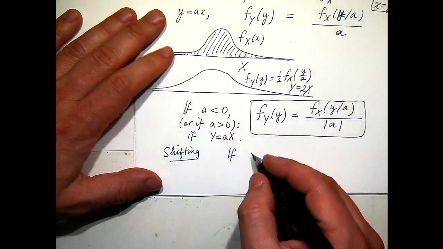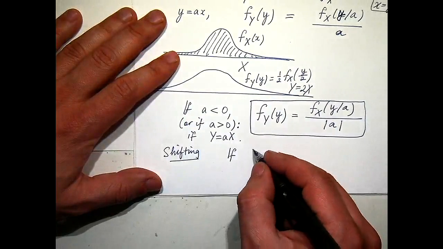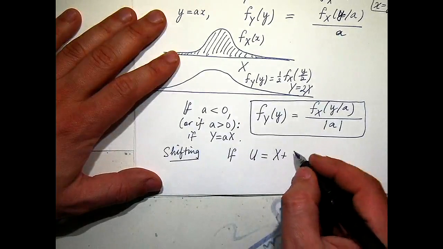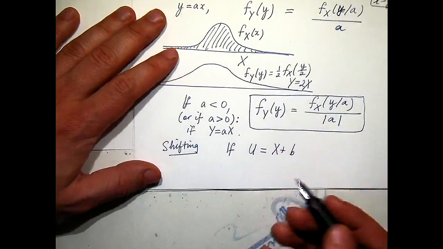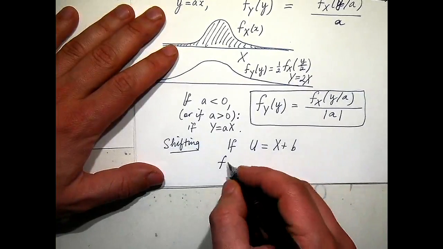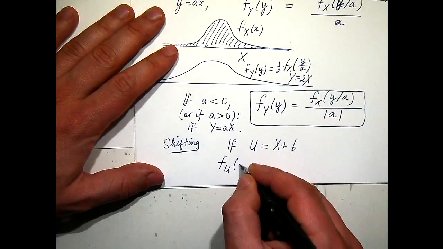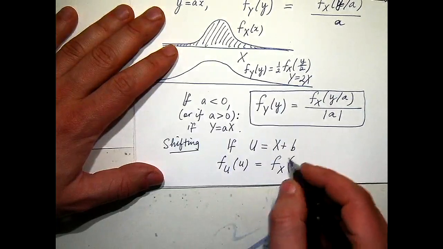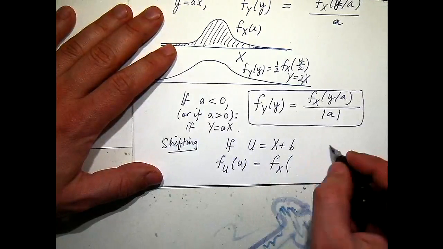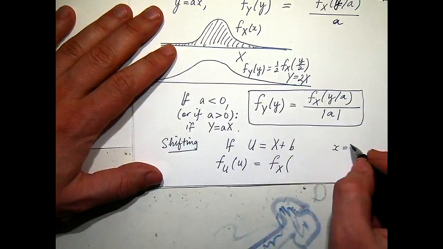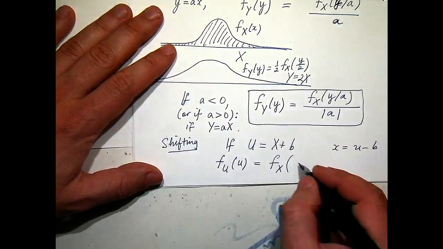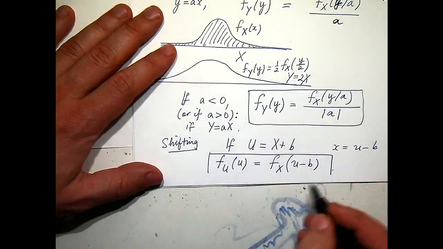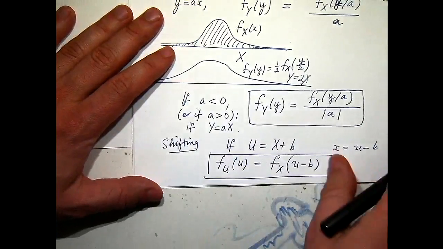Once again, I'm not going to reuse the letter y. Let's say u is equal to x plus a constant b. Then it should be no surprise that the density of u at a u value is the density of x at the corresponding x value. But the x value has to be got from the u value by subtracting b. So that's how you shift densities.